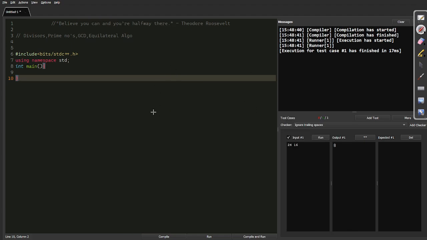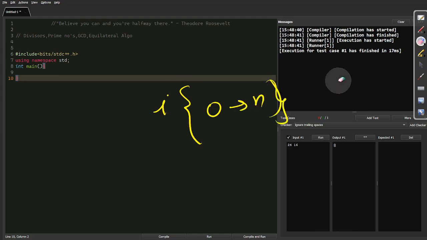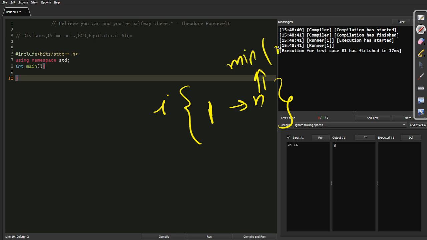How I find this is I iterate a loop from 0 to n. I do not take 0, I take 1. Why? Something by 0 is undefined, and 0 by something is 0. So I take a loop from 1 to n. This n here is the minimum of n1 comma n2, because you find the GCD between two numbers. So why am I going with the minimum of n1 comma n2?